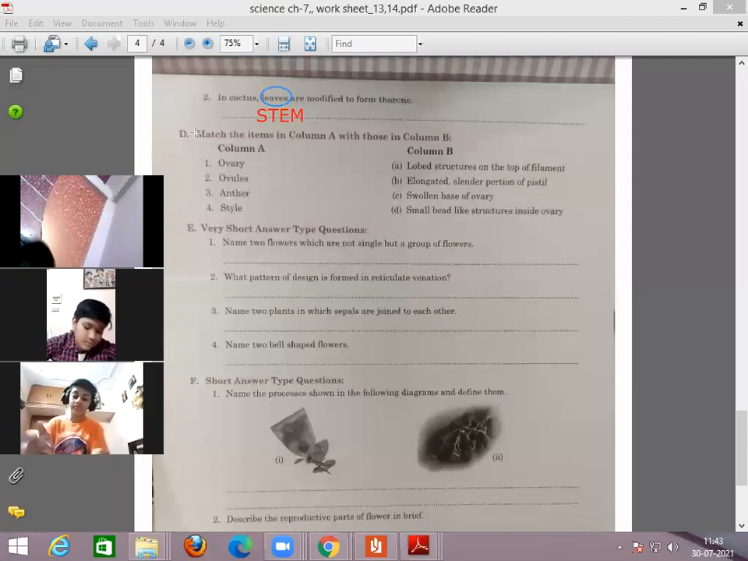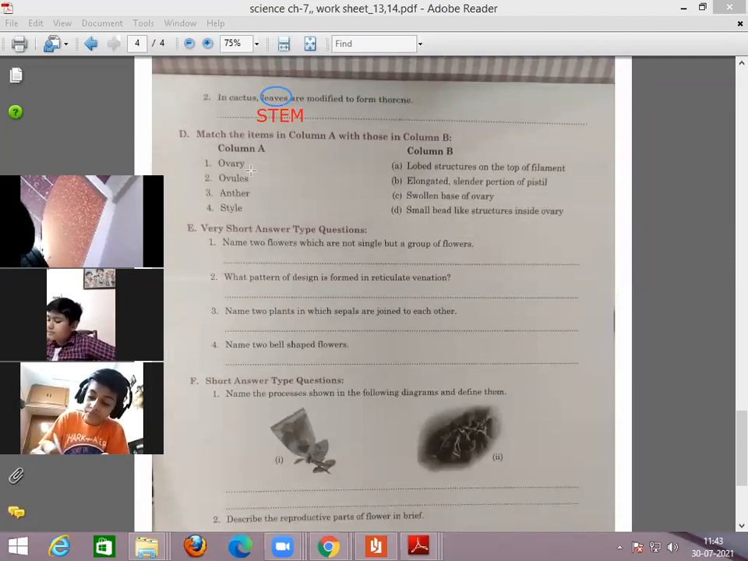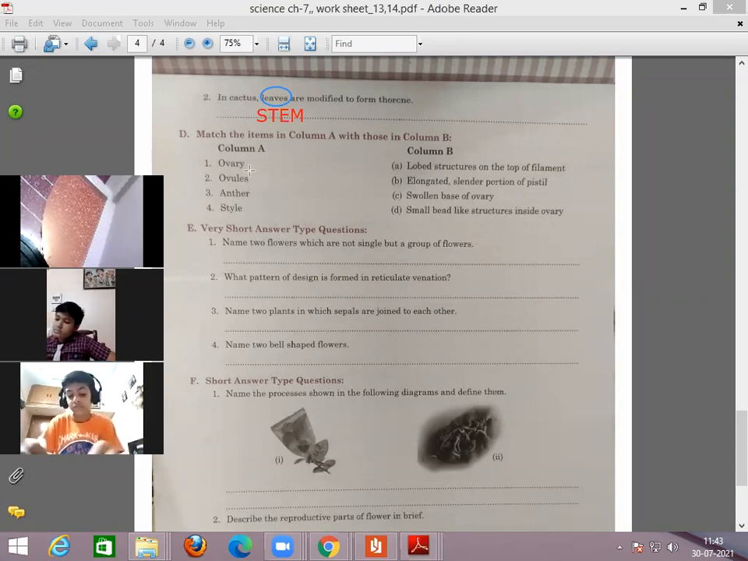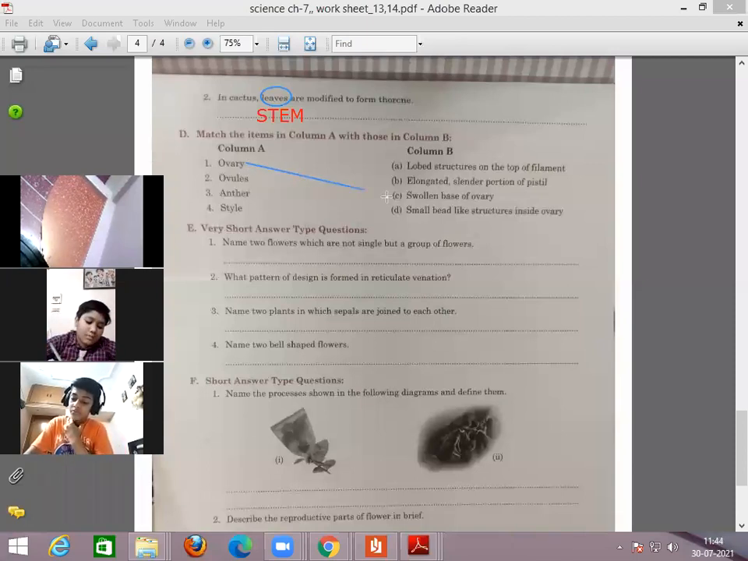Next is match the following, column A and column B. Ovary, ovules, anther, and after that you have to write down anther and style. Now see with whom we can match it. Ovary will be matched with, tell me which part of it. Now small bead-like structure. This is a swollen base of the ovary.